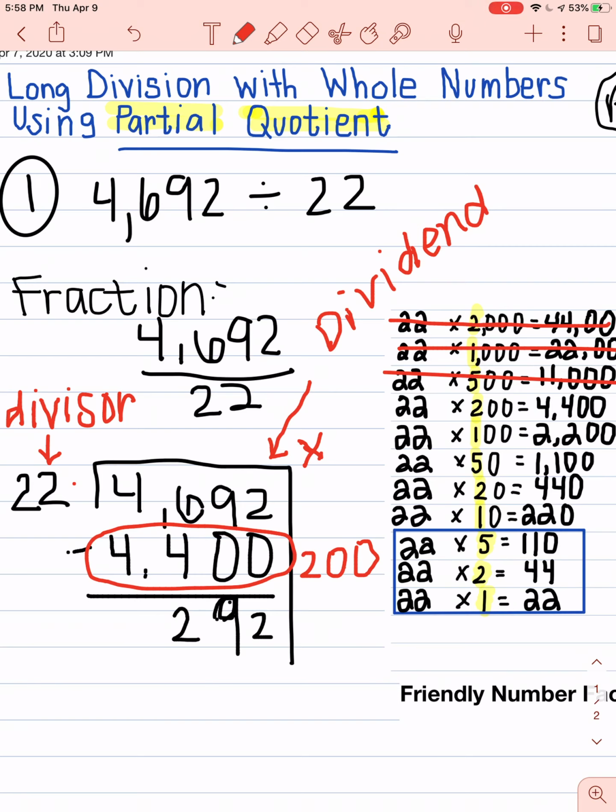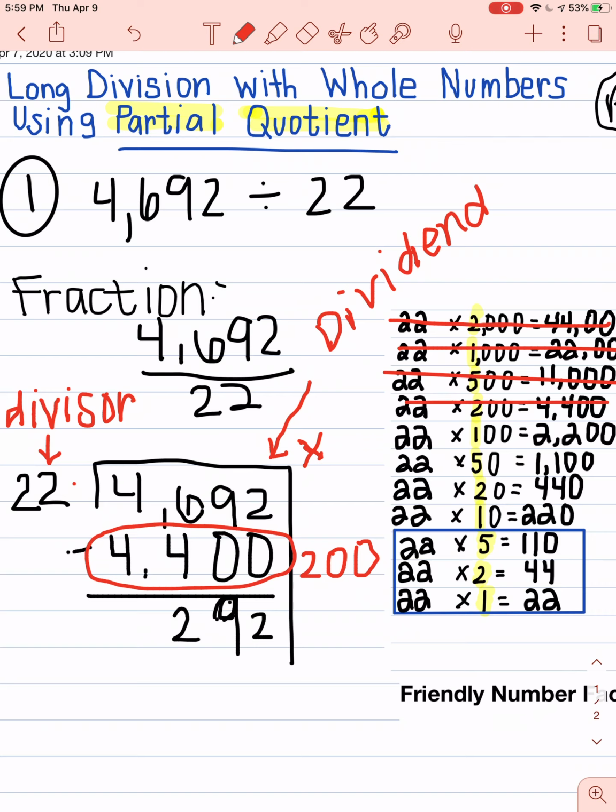And then I'm going to solve the next one. Or I'm going to ask myself, can I subtract another 4,400? Now remember that you can subtract as much as you can. If I had a number that was bigger, and I can subtract 4,400, I can use it again if I wanted to. But since I have 292, can I subtract 4,400? The answer is no. So then I would have to cross that out again.